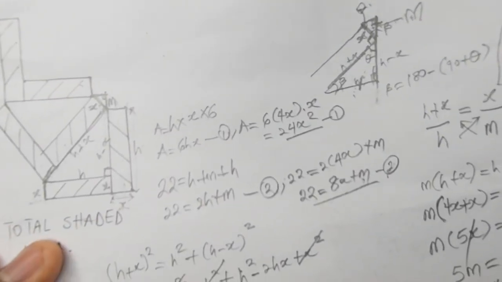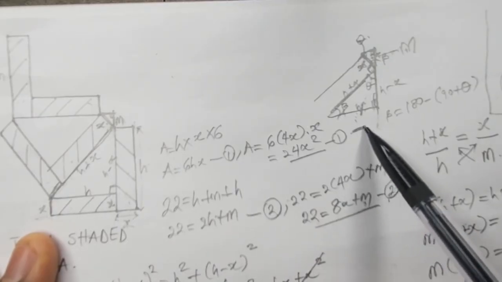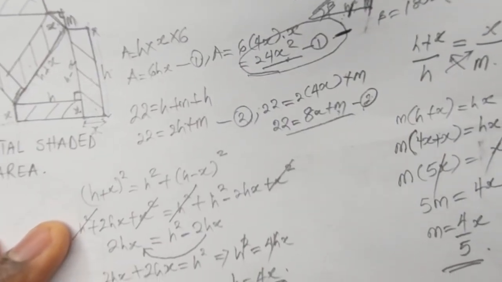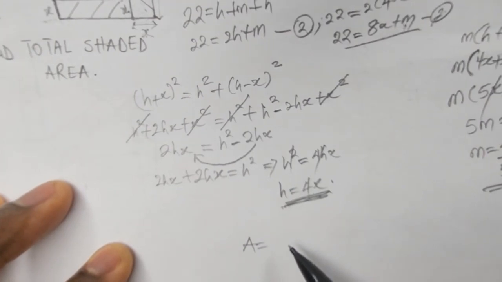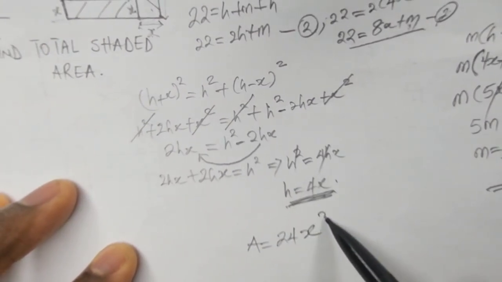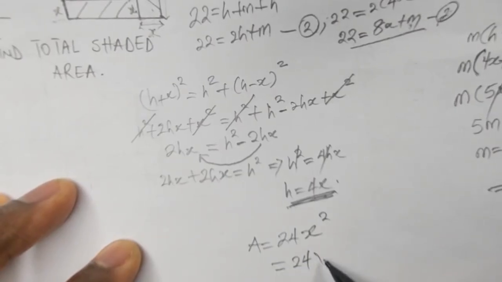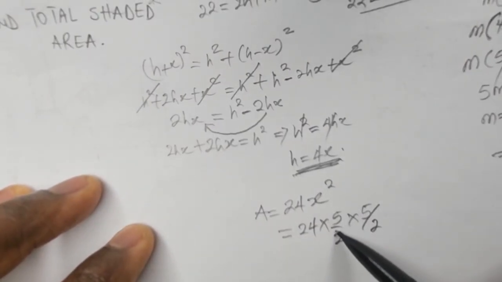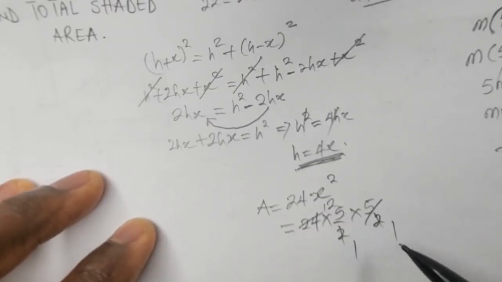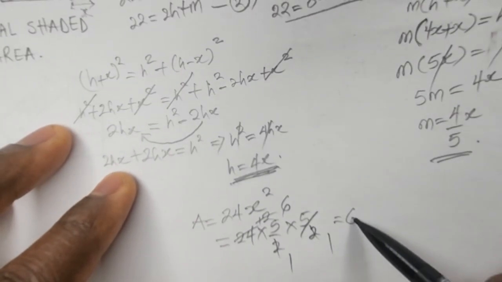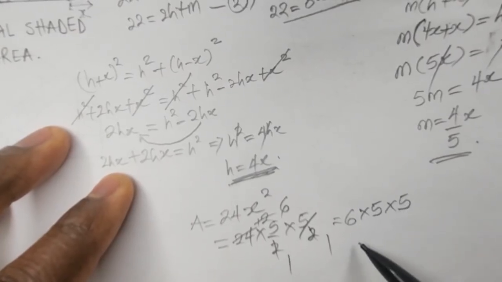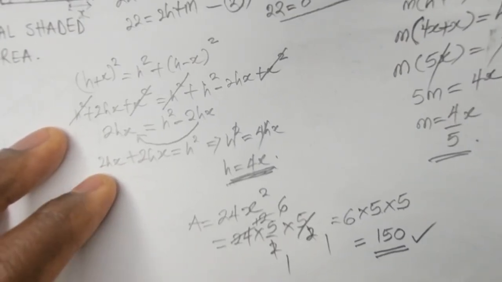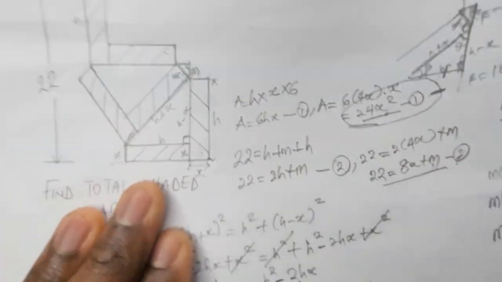Right, now we go back to equation 1, because that's the most important equation. The area. We're supposed to find the area of the shaded region. So the area now becomes A equals 24x squared. And x is 5 over 2, so it becomes 24 times 5 over 2 times 5 over 2. Now 2 here is 1, 2 here is 12, 2 here is 1, 2 here is 6. So we have 6 times 5 times 5. 6 times 5 is 30. 30 times 5 is 150. And that's your answer. So the area of the shaded region is 150.